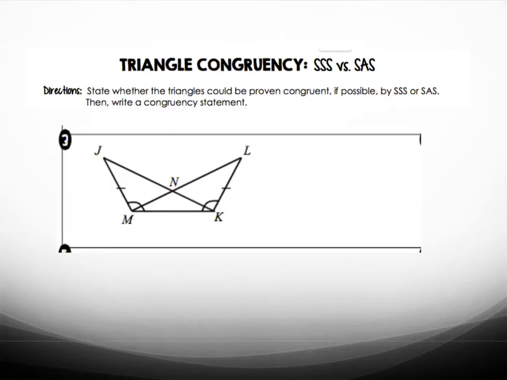Okay, this one is tough, but we're going to read the directions. State whether the triangles could be proven congruent. If possible, use side, side, side, or side, angle, side, and then write a congruency statement. You try it, and then come back.